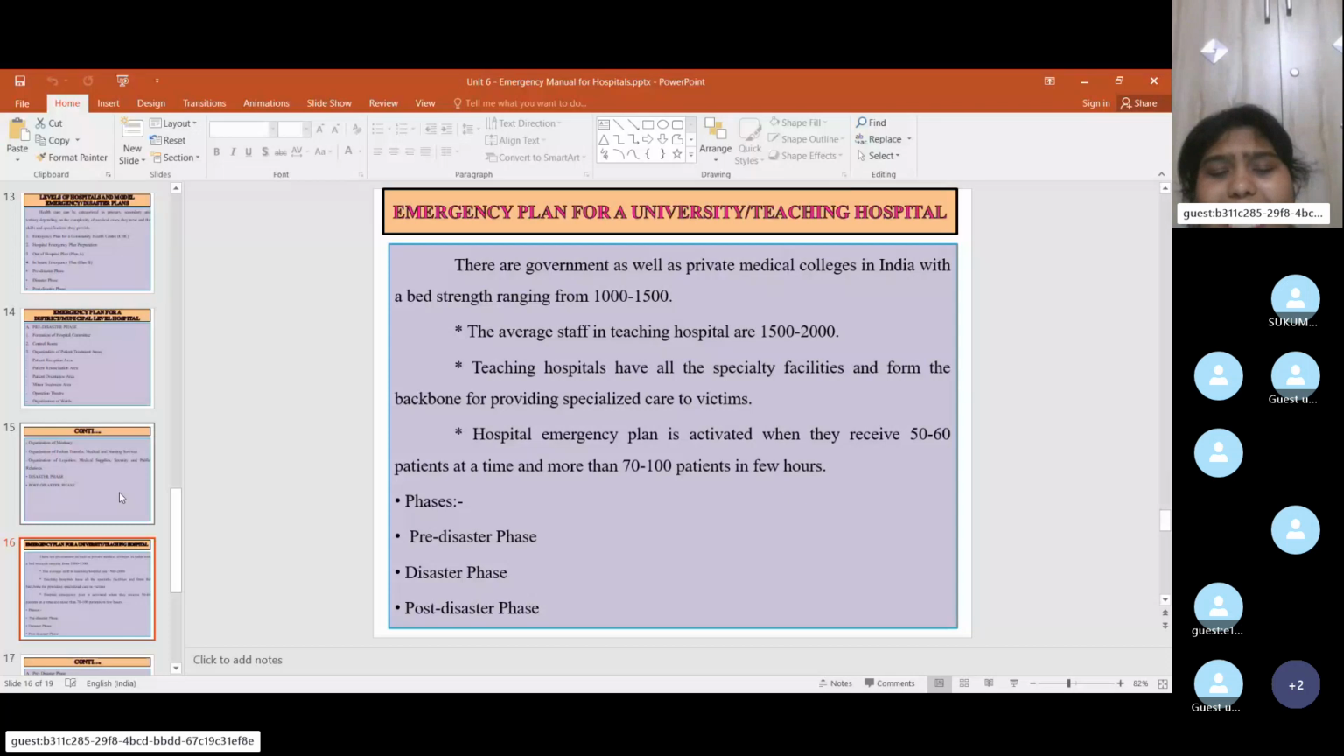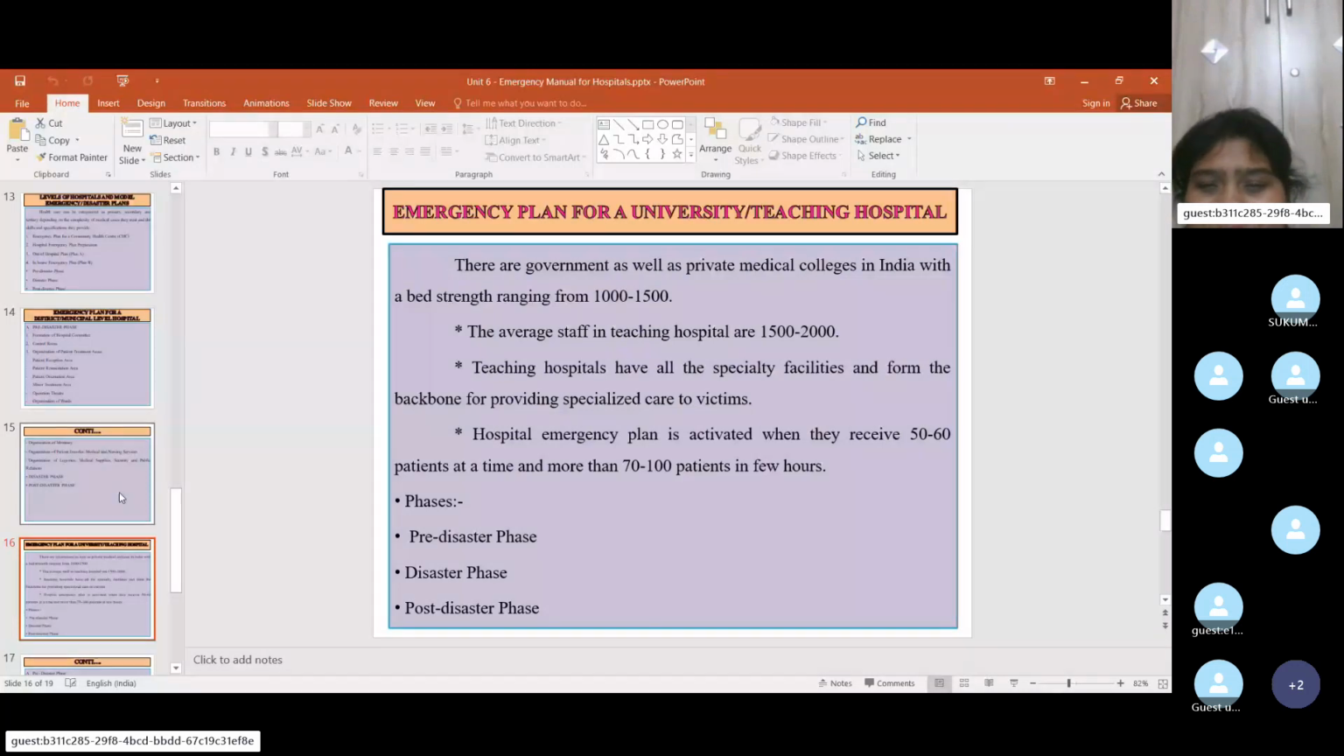So as the description given here, though the bed strength is 1000 to 1500 and the manpower is 1500 to 2000, still there are a few lacunae that are not filling the gap and not making people get proper and qualitative care. And teaching hospitals have all the specialty facilities which help them in providing the best and ultimate care.